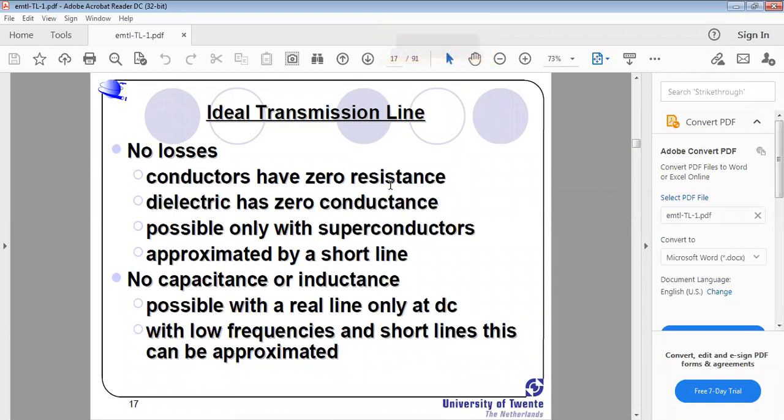Capacitance and inductance are always represented with R plus jXL, and R minus jXC, that is R plus 1 by jXC. But when we consider an ideal transmission line, it means there are no losses, no reactances, no imaginary term. It contains only the real term. That's why they mention a real line only at DC.